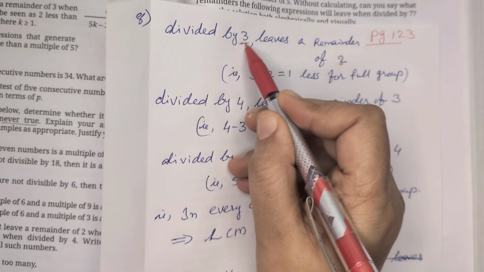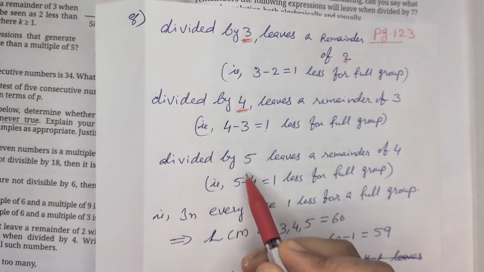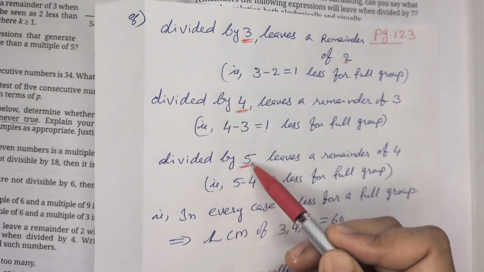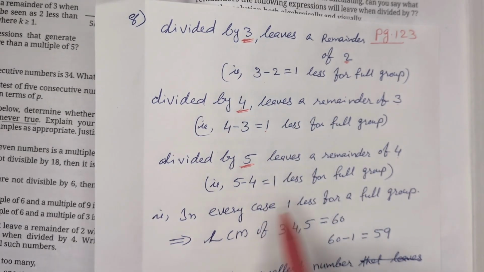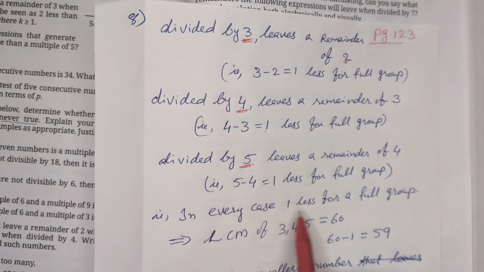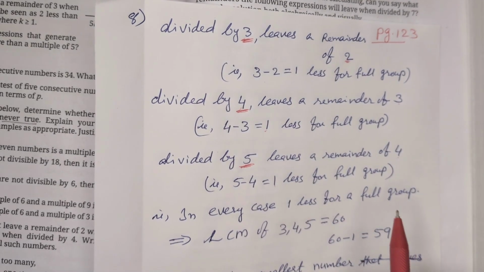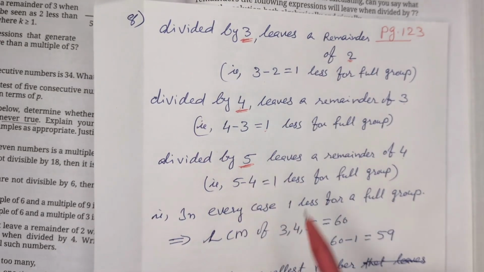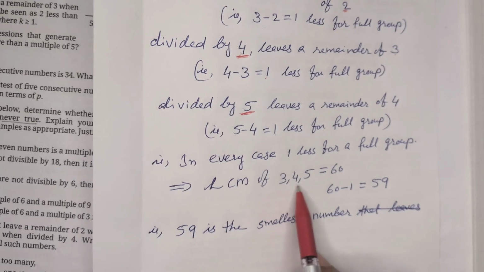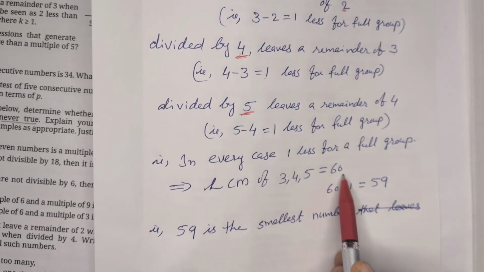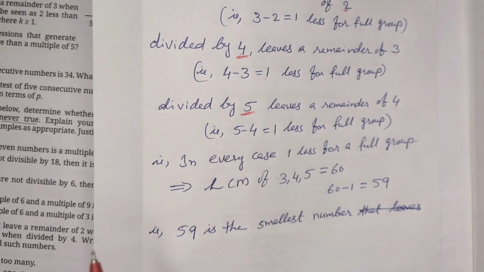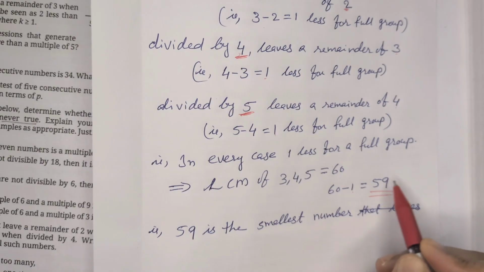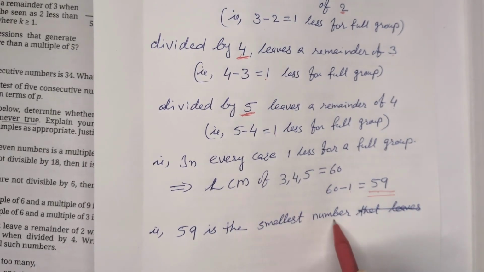Now first we divided by 3, then 4, and after that by 5. So take the LCM of 3, 4, 5, all the divisors. In every case, 1 is less for the group. So we are going to find the LCM of these divisors 3, 4, 5. LCM of 3, 4, 5 is 60. And everywhere 1 is less. So 60 minus 1, 59. Which means 59 is the smallest number.